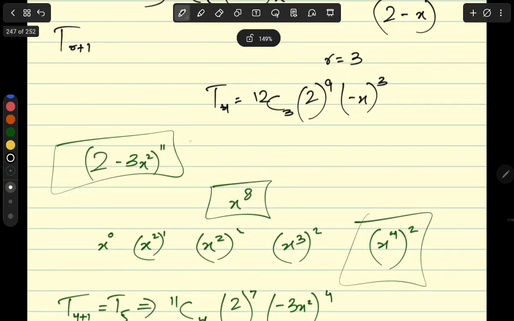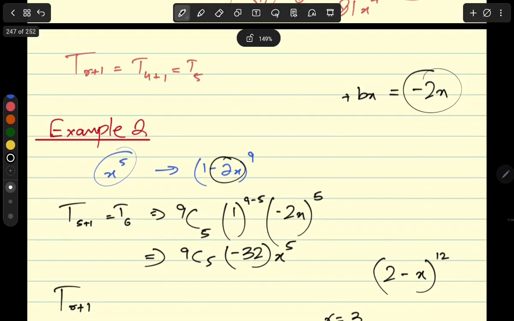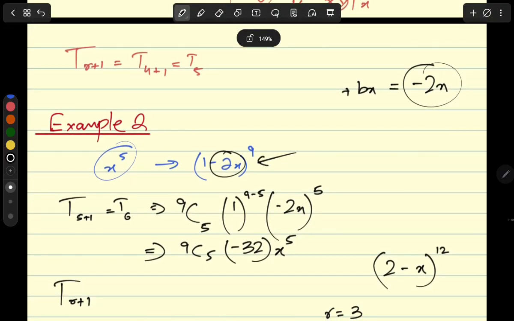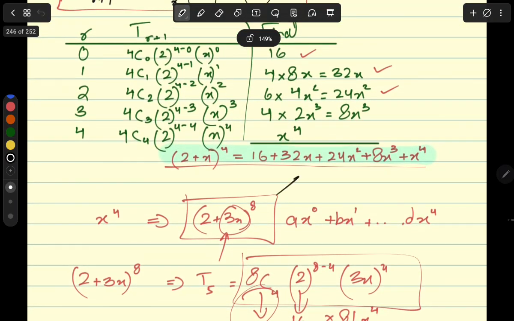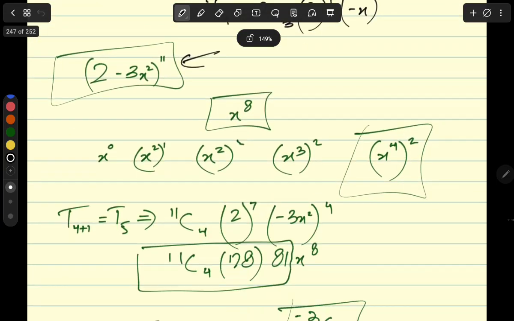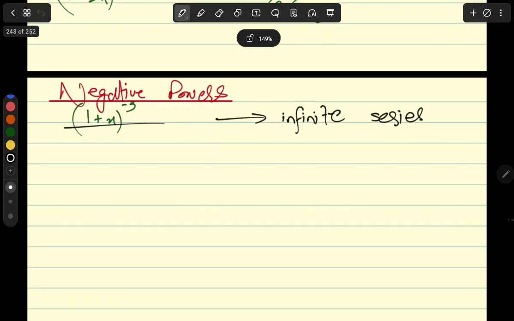then this is going to have a total of 12 terms. This is going to have a total of 9 plus 1, that is 10 terms. This is going to have a total of 8 plus 1, that is 9 terms, right? So that is a finite number of expansion terms. However, if it's fractional or negative powers, then it becomes an infinite series, okay?